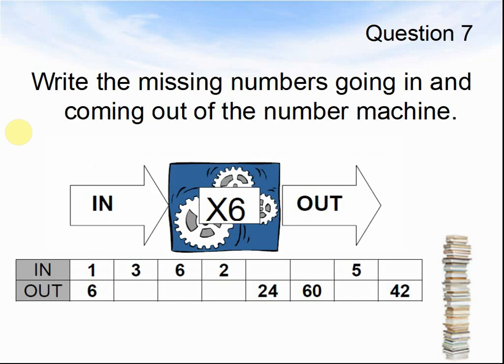Write the missing numbers going in and coming out of the number machine. In, times 6, out. For example, the number goes in, times 6, and it comes out. So if I put a number 3 in, what will come out? Pause the video until you are ready for the next question. Here comes question 8.